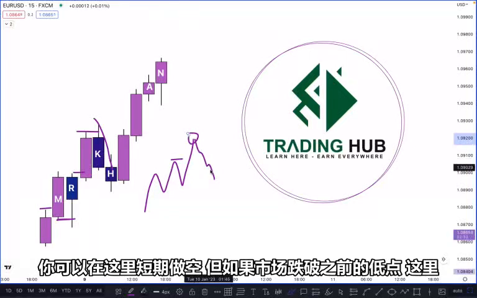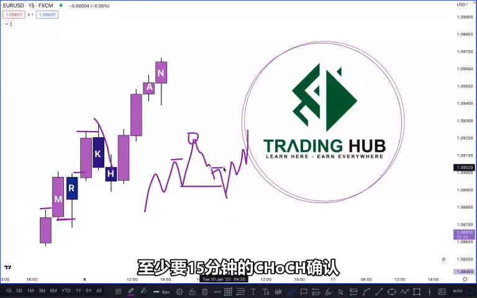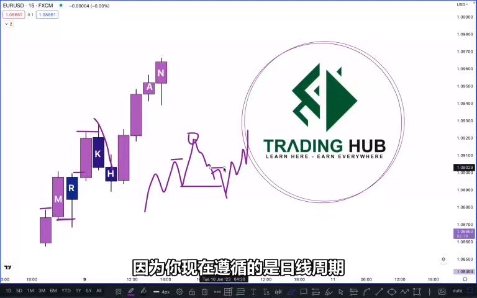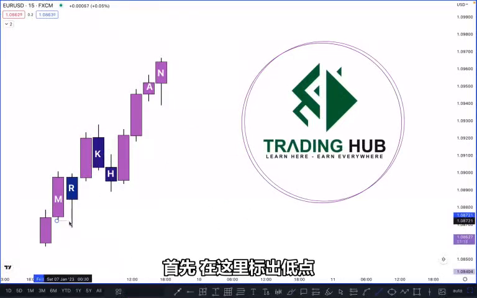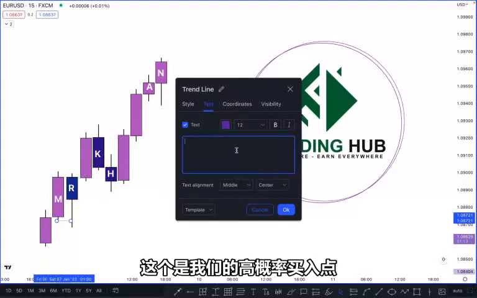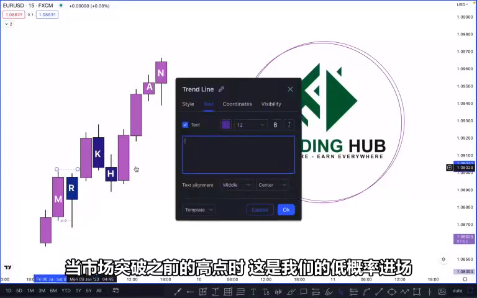But if the market breaks the previous low, which one is here, after taking out the previous low, you can buy for the longer term with lower time frame chalk confirmation, at least a 15-minute chalk, because you are following the daily candle time frame. So first of all, mark this low here, right? This one is our high probability buy, and this one is called HP. And where is our low probability? When the market breaks the previous high, which one is here, right? When the market breaks the previous high, this one is called a low probability setup.